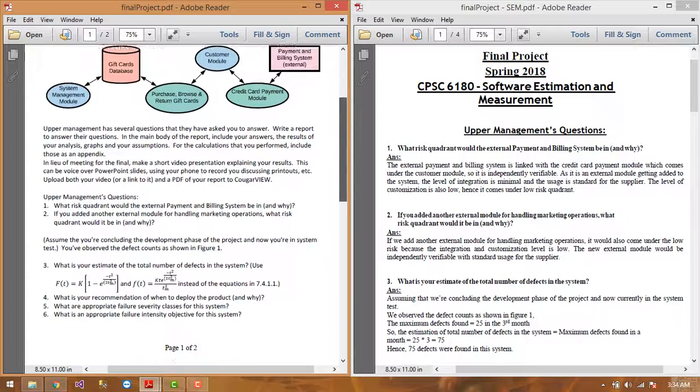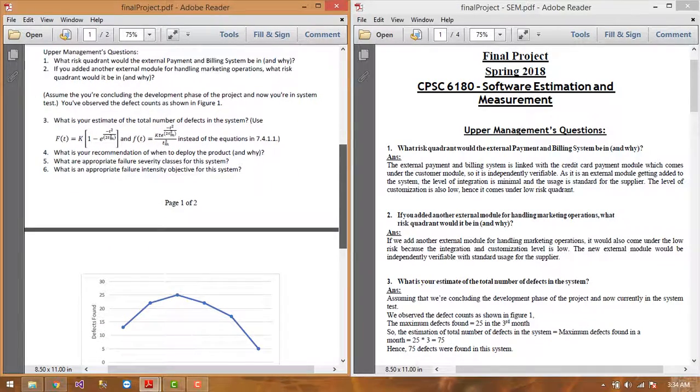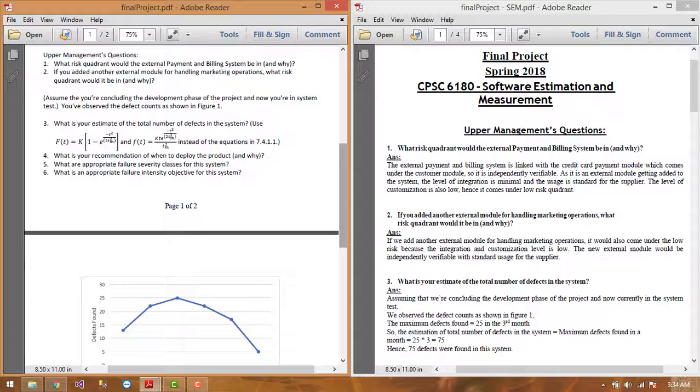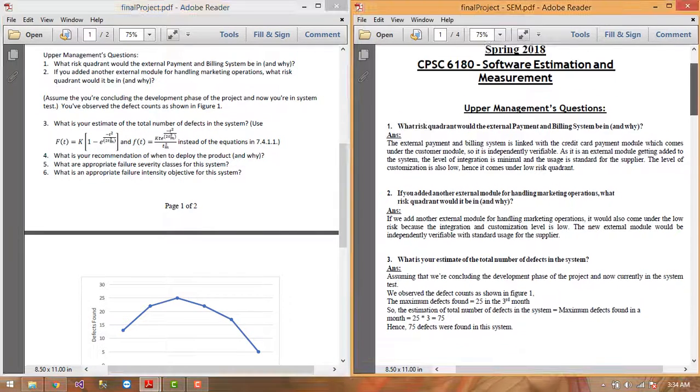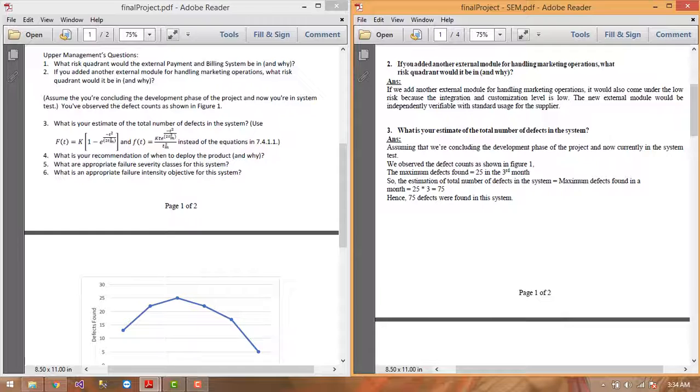And the second question is also similar. He asked that if you added another external module for handling marketing operations, what risk quadrant would it be in and why? So it's the same: the more external modules we add to the system, the integration and customization level is very low. So it is independently verifiable with the standard usage for the supplier. So if we add another external module after these two, then it also comes in the low risk quadrant.